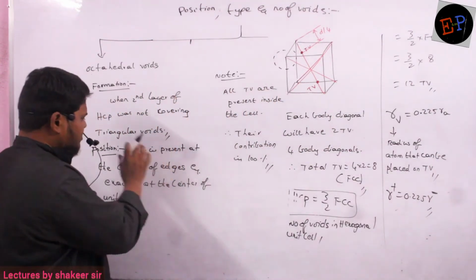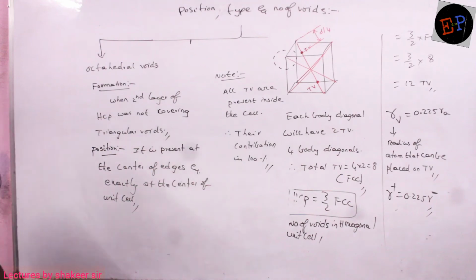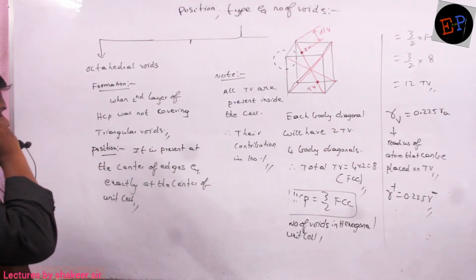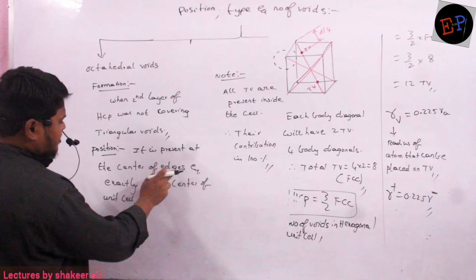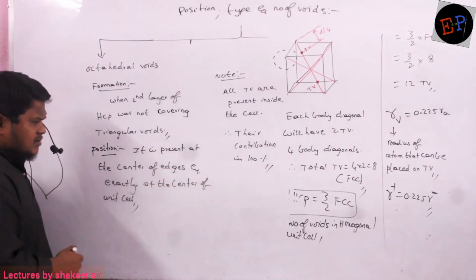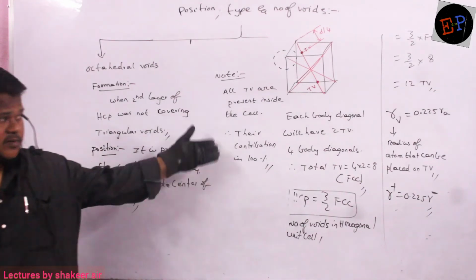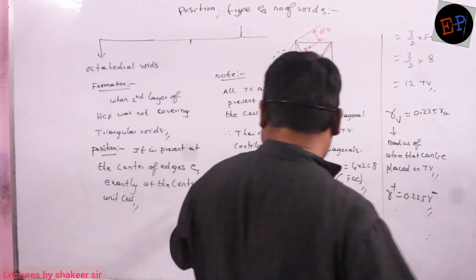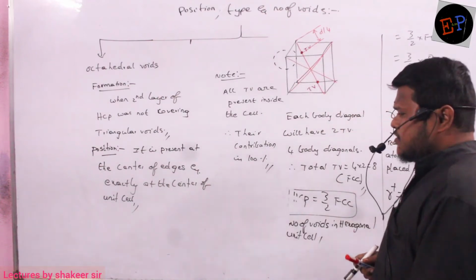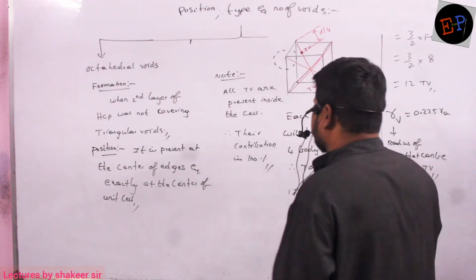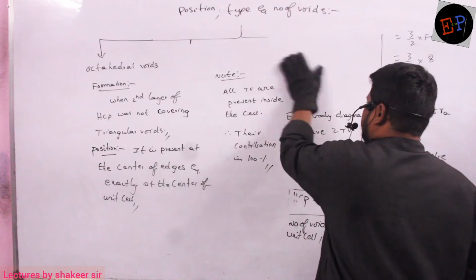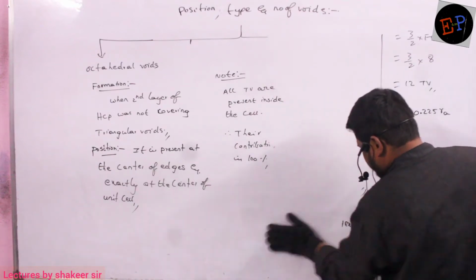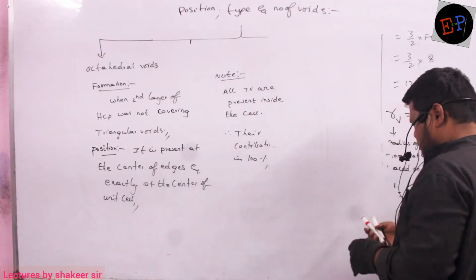But here the discussion is quite different. Now see. So where is the position of octahedral voids? It is present at the center of edges and exactly at the center of the unit cell. Let us draw the diagram first. Make a note of this point. Completed? Now see. Now by looking at this statement, can you say what is the meaning of this? Octahedral voids, tell me. Where is the position of octahedral voids? So I will draw the unit cell.